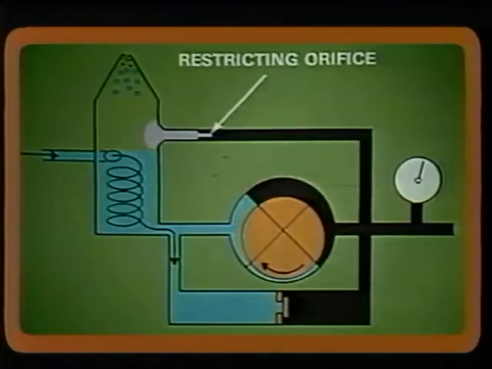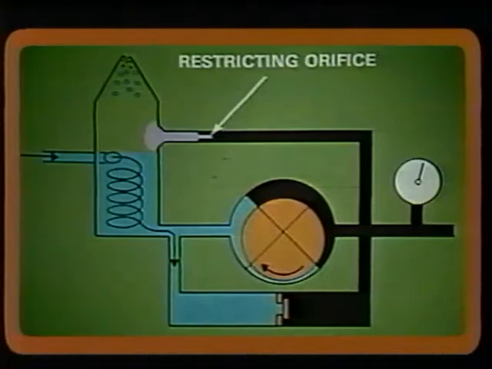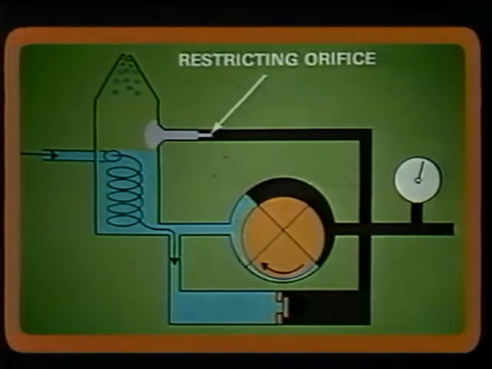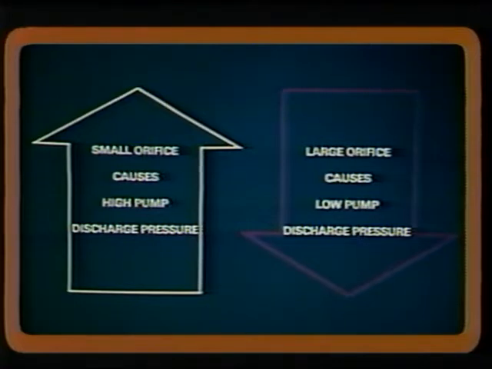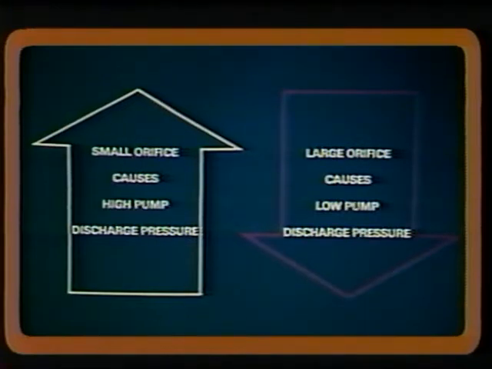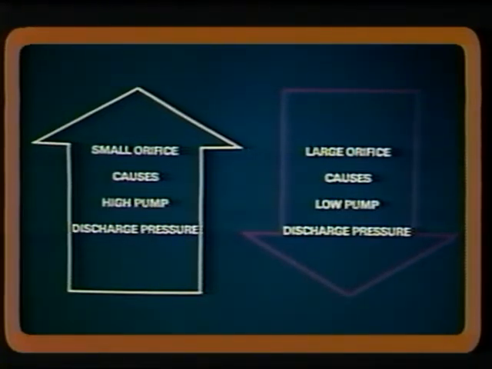By installing a restricting orifice in a return line between the pump outlet and inlet, we can control the amount of fuel delivered to the engine, and the pressure of this fuel can be made to vary with the speed of the pump. This means when the orifice is large, the pump discharge pressure will be low, and when it is small, the pump discharge pressure will be high, but it will vary as the pump speed changes.